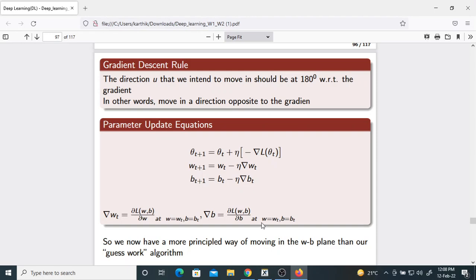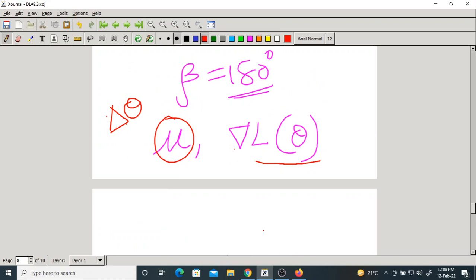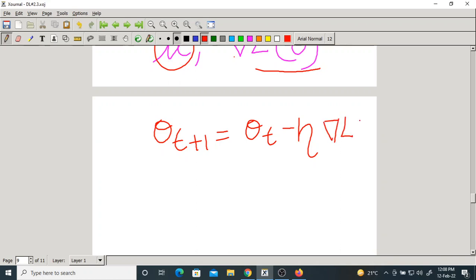Now, we have written something here. Theta of t plus 1 equals theta of t minus, why minus? Because in the opposite direction, with a step eta of del of L of theta t. This is the simple logic.